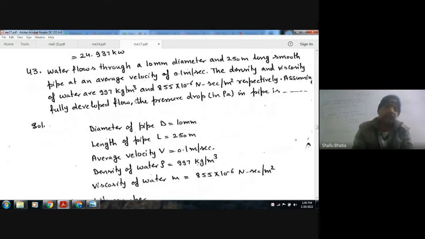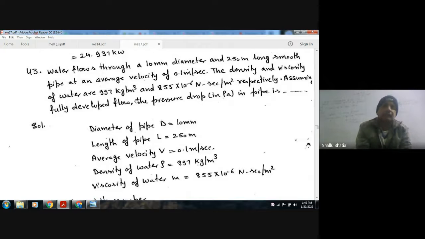Next, water flows through a 10 centimeter diameter and 250 meter long smooth pipe at an average velocity of 0.1 meter per second. The density and viscosity of water are 997 kilogram per meter cube and 855 into 10 power minus 6 Newton second per meter square respectively.